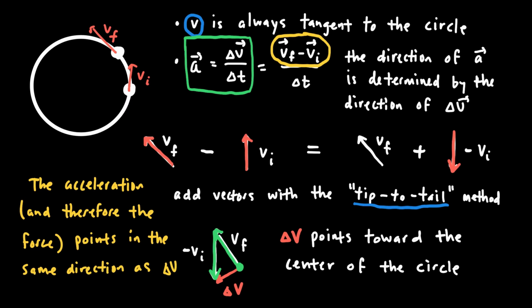And if you look back up at the picture, then that shows pretty clearly that that delta v vector points toward the center of the circle. And so therefore the change in the velocity points towards the center of the circle, and so the acceleration, which points in the same direction as delta v, also points toward the center of the circle. Now, there are a lot of details here, but we really do need to remember this final point, that the acceleration, and therefore the force that causes the object to move in a circle, always points toward the center of the circle.